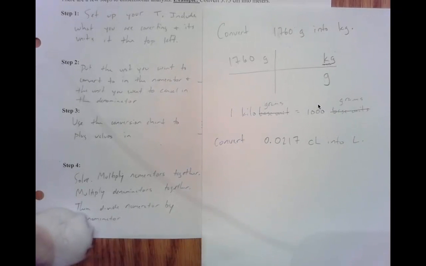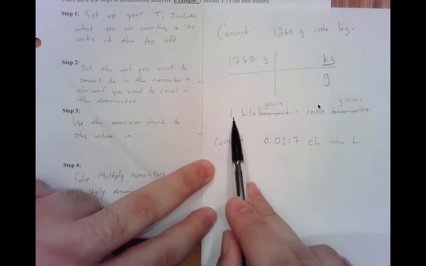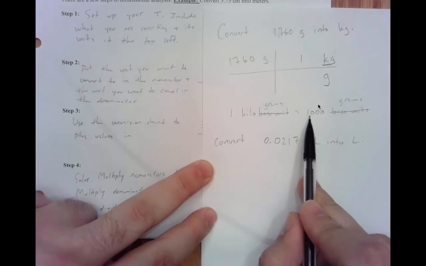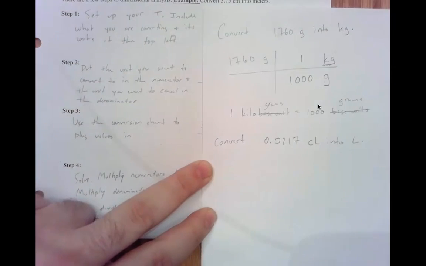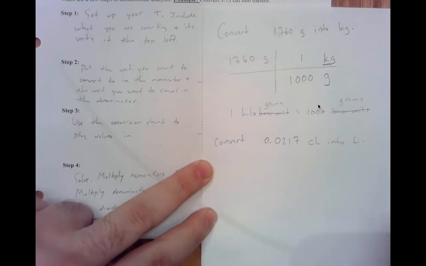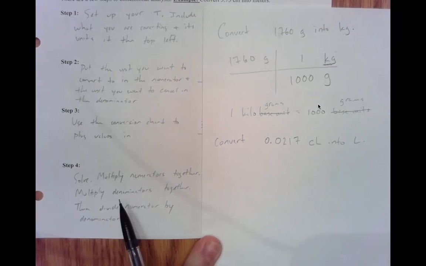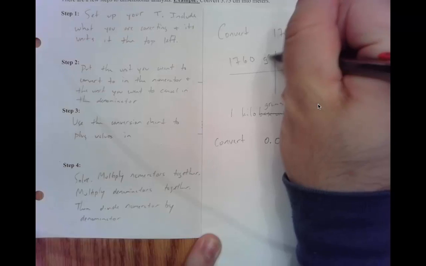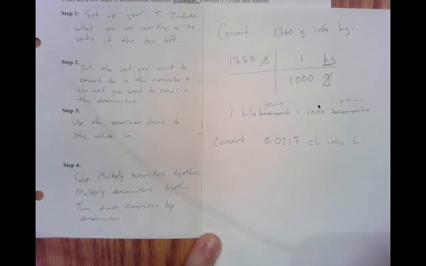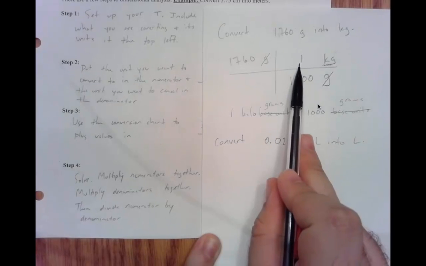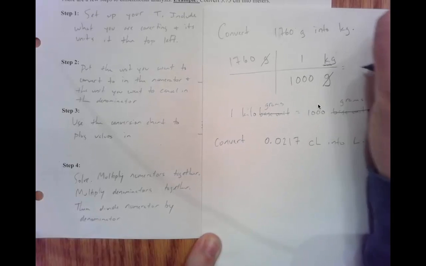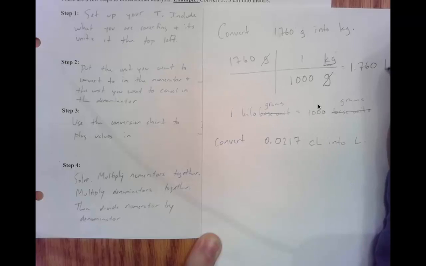So now we can take what that conversion says and plug our numbers in. Right here it says 1 kilogram, so we write a 1 next to the kilogram. That equals 1,000 grams, so we write 1,000 next to grams. The last step is to solve. So remember, when we solve, we multiply the numerators together, multiply the denominators together, and then divide. What that ends up doing is it cancels out our grams, and then we would do 1,760 times 1, which is 1,760, and then we divide by 1,000, which then puts our final answer to 1.760 kilograms.